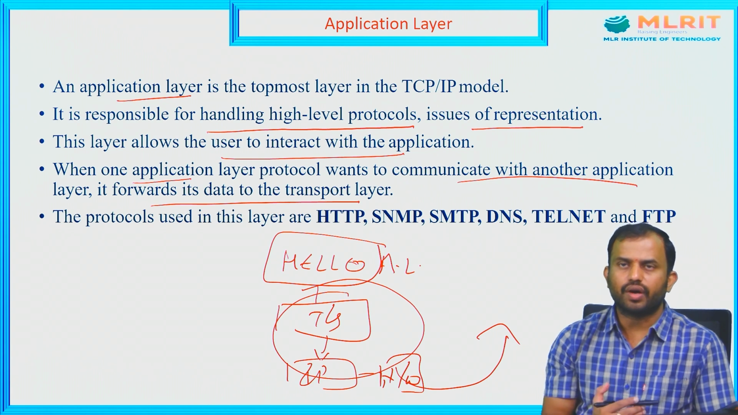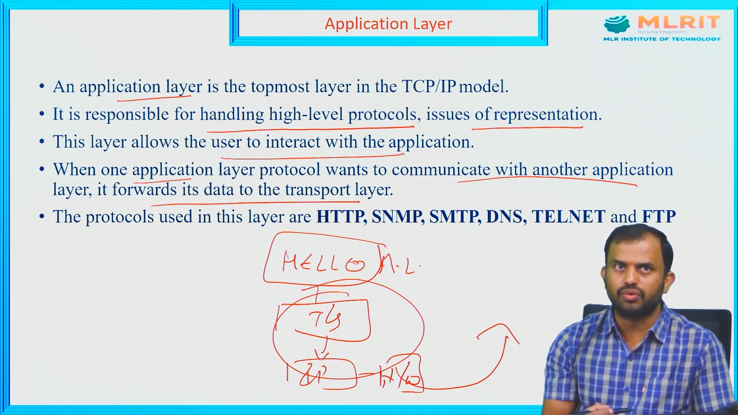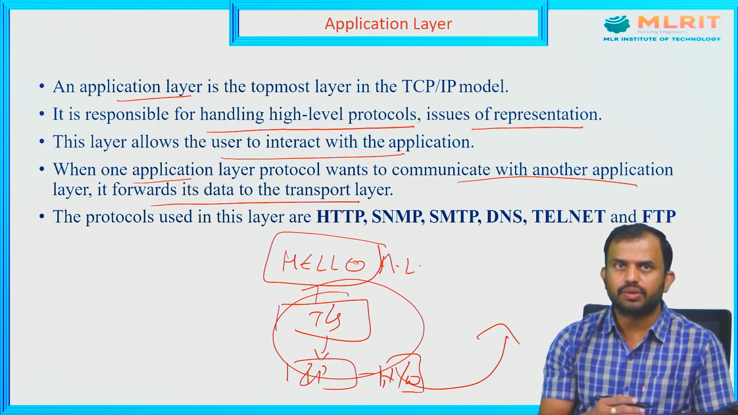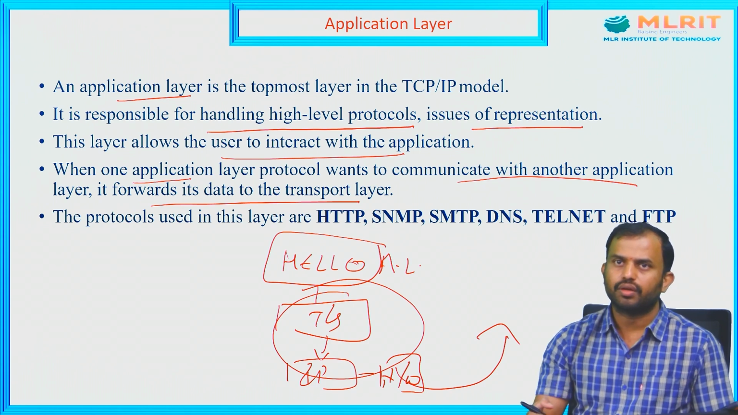So whatever communication, whatever user-friendly scenario, whatever application we are using, the information is forwarded and transmitted to the transport layer, down to the next layer, from the transport layer to the internet protocol layer, and next to the network layer, until it reaches the receiver side.